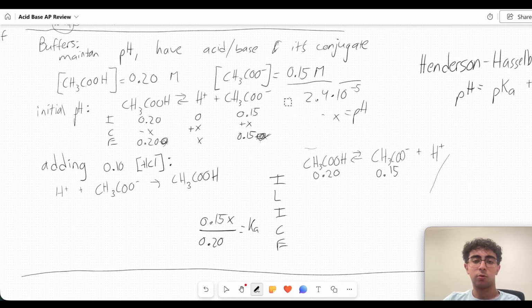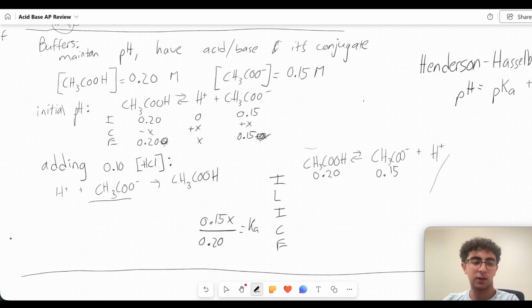Now let's see the whole point of a buffer. A buffer is meant to resist changes. Even if you add a little bit of H+ or OH-, it should stay around the same pH. So let's add now 0.10 molar of HCl. Adding HCl is basically adding H+. We have two things in our buffer, and each one is meant to reduce a certain change. So if I'm adding H+, it's going to react with the acetate, and it'll form this.